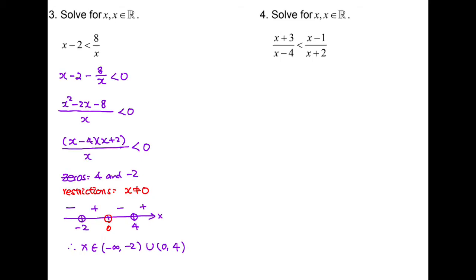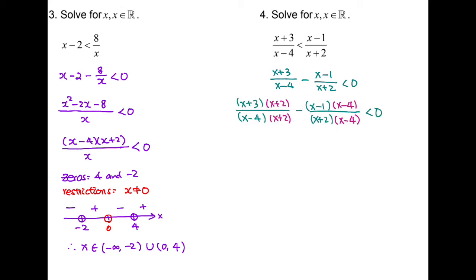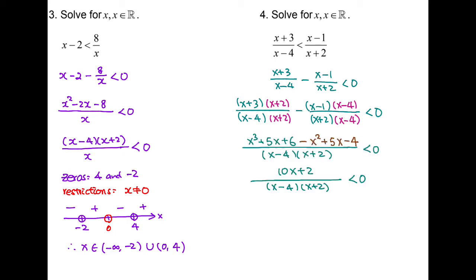Example 4. Step 1. Let's isolate all the rational expressions to one side of the inequality to have a 0 on the other side. Step 2. Let's find a common denominator in order to combine those two fractions into one single fraction. Step 3. Let's find the zeros.